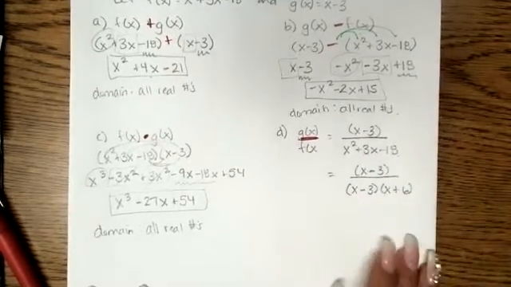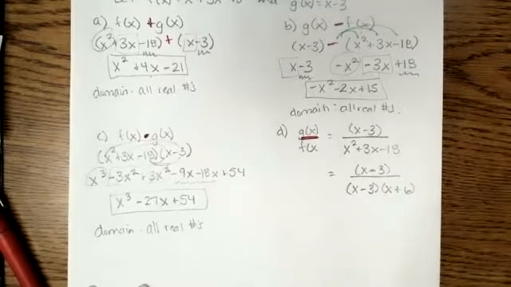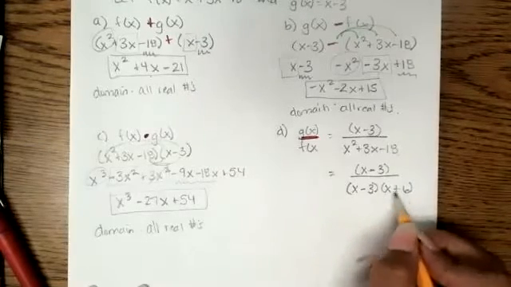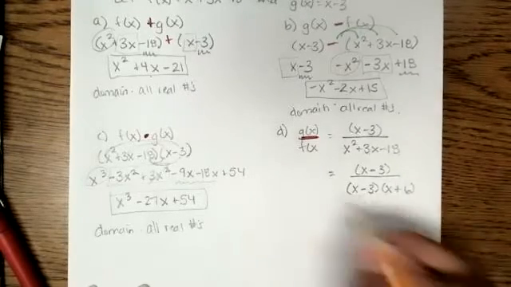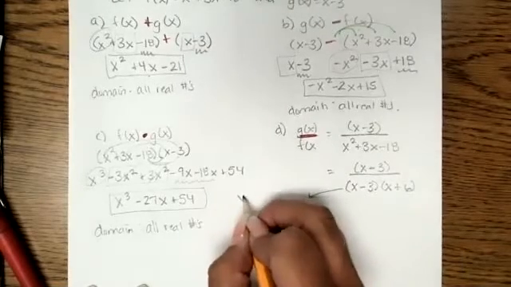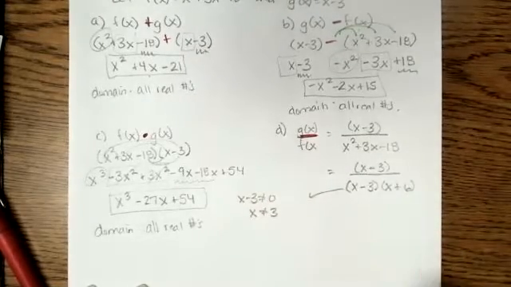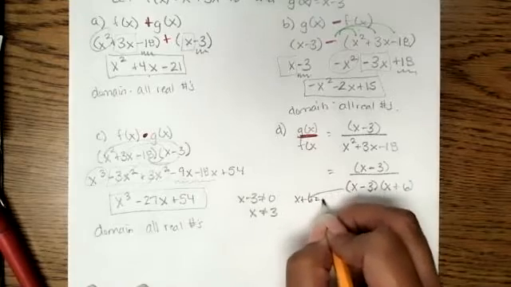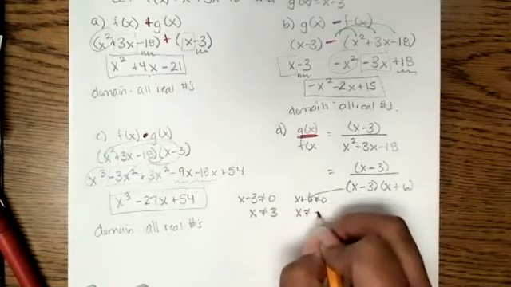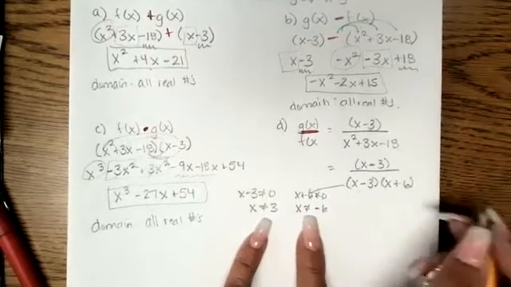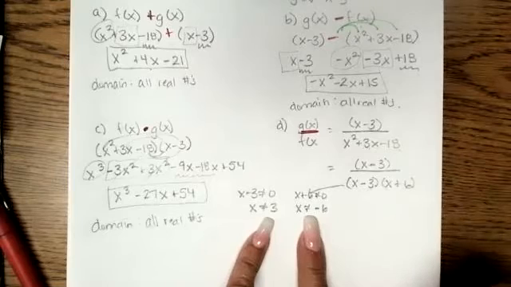Now before I continue, remember we talked about restrictions? Your restrictions, you now have two denominators. So right here, the x minus 3 cannot equal 0, so x cannot equal a positive 3. And the x plus 6 cannot equal 0, so x cannot equal a negative 6. So there's going to be your two restrictions on your domain.